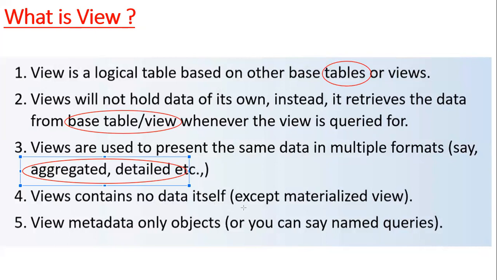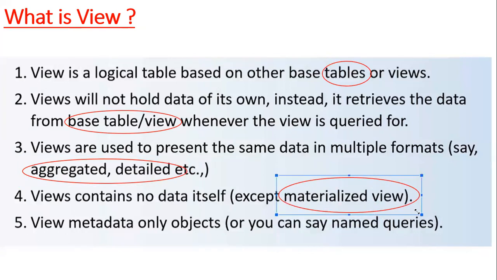A view contains no data itself except materialized views. There is a separate session about materialized views, we'll talk about that later. Materialized views contain the data. A view is a metadata-only object, or you can say a named query. Metadata means whatever the current data you have, it will retrieve from the database tables.